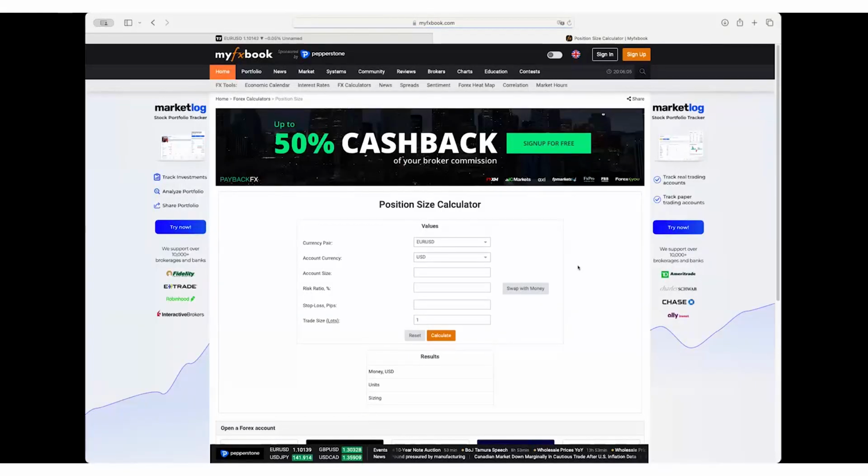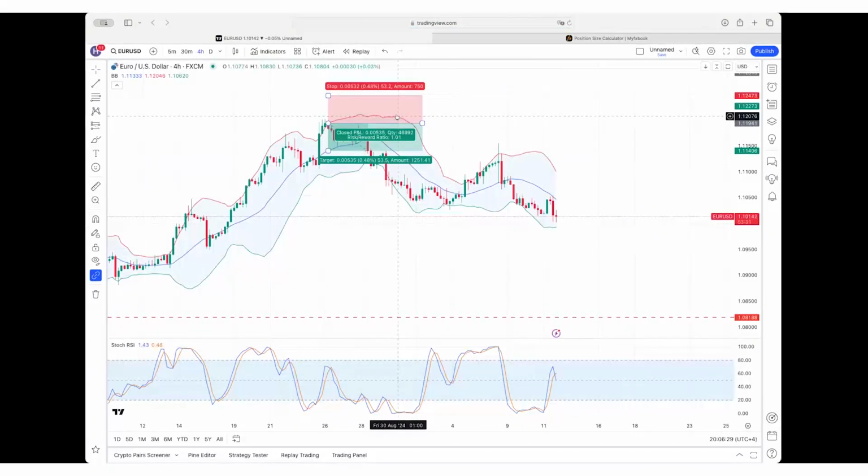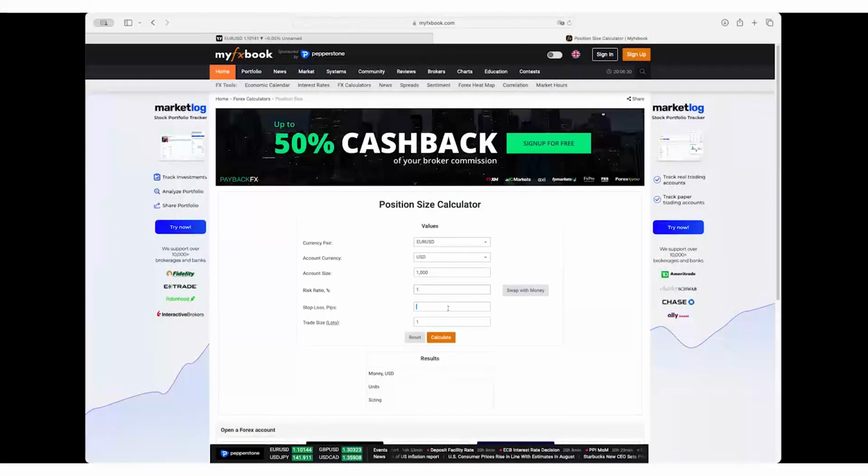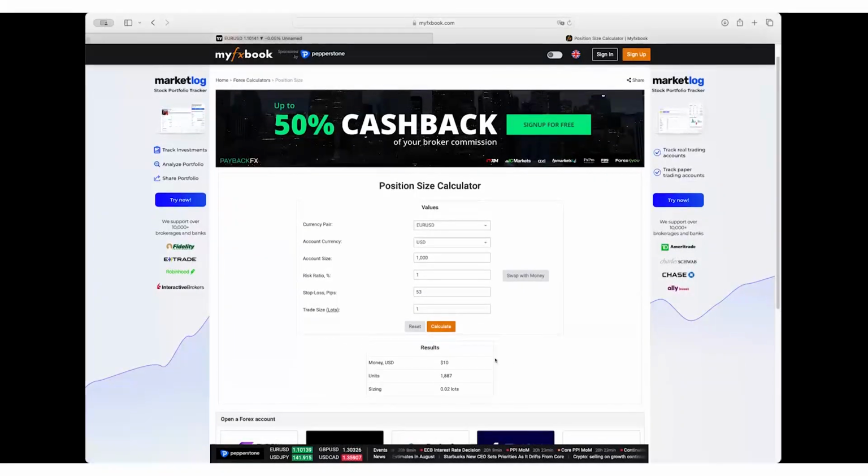Here you can see there is a currency pair. You can choose the currency that you want to trade. Right now it's EUR/USD, which in our example was also EUR/USD. The balance currency is USD, as I mentioned, and our account is $1,000. The risk that we want to take is 1%. And the stop loss, how much was that? It was 53 pips. I want to start a position. Do not touch the rest, and click on calculate.